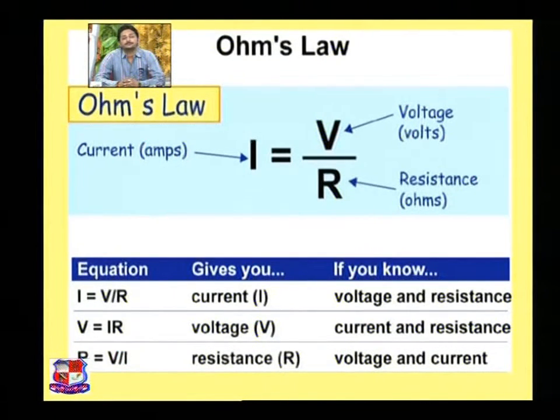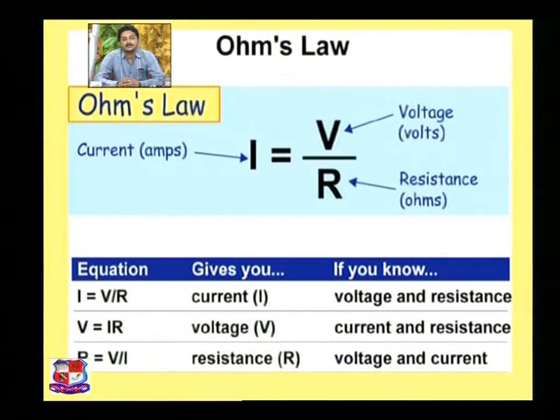Ohm's law is also useful when, among these 3 quantities, any 2 are given, then you can easily find the third one. From the first equation, I equals V by R, if you have to find the current I, the values of V and R must be known. Next, if you know the values of I and R, you can easily find V from the equation V equals I into R, where your voltage or potential difference is the product of the current and the resistance of that material.